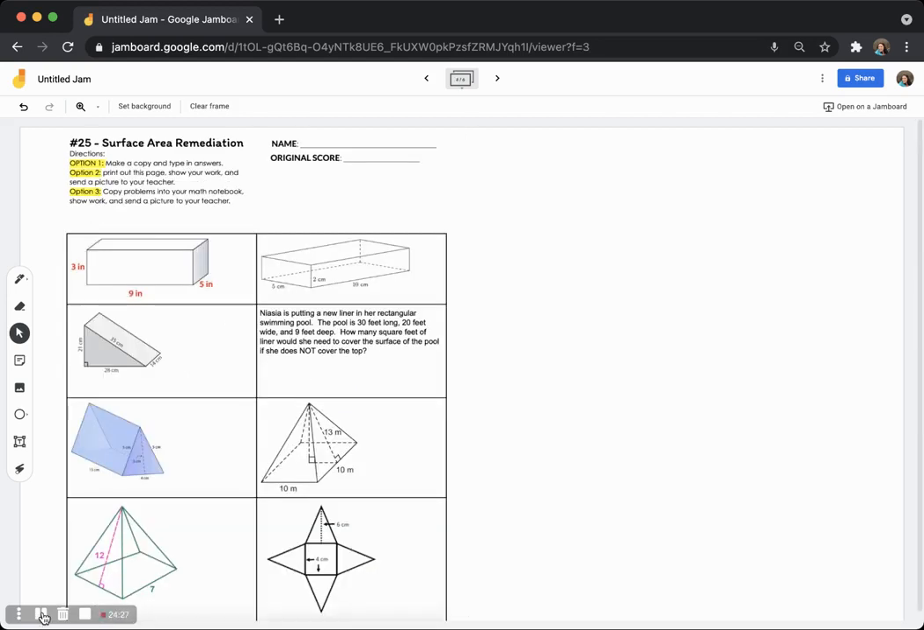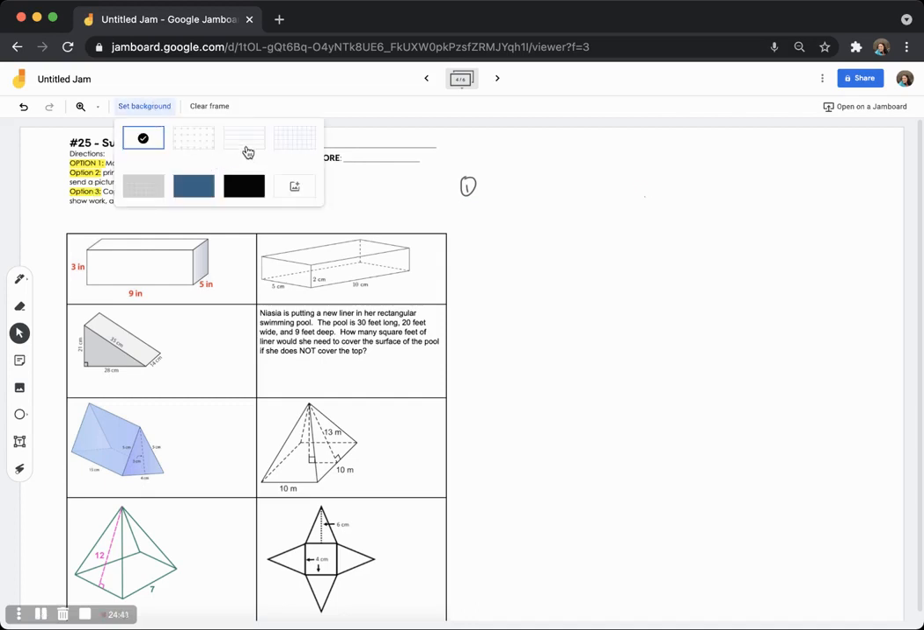All right, the next remediation is on surface area. So in surface area, you find the area of all the faces and you are adding it together. So I'm going to do my work over here because there's not a whole lot of space.